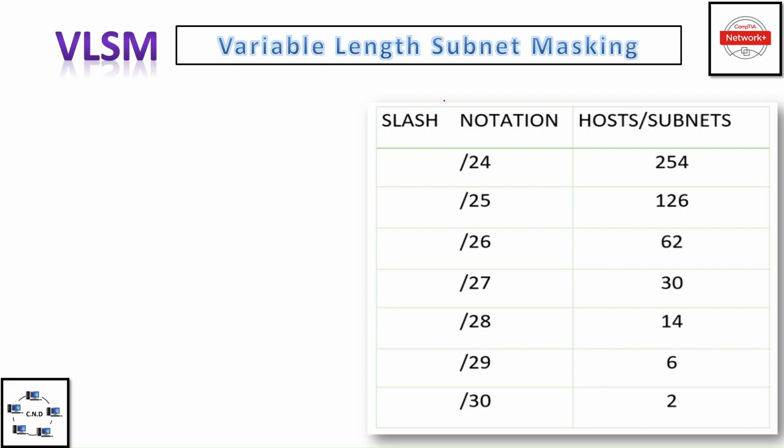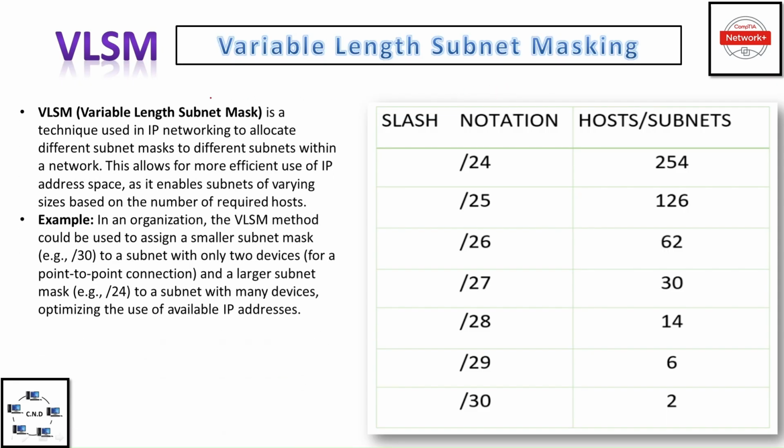VLSM, that is variable length subnet masking. So VLSM, variable length subnet mask, is a technique used in IP networking to allocate different subnet masks to different subnets within a network. This allows for more efficient use of IP address space, as it enables subnets of varying sizes based on the number of required hosts.